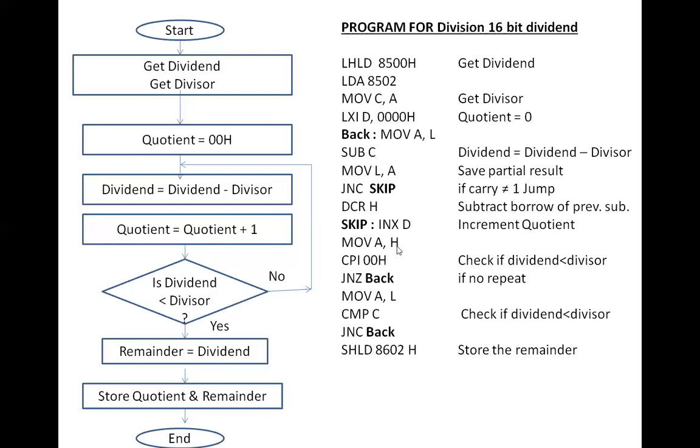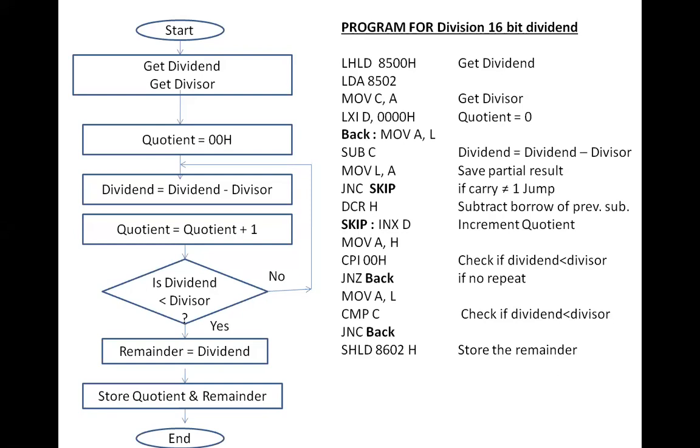And now we are going to check whether H has become 0 or not. For that, we have used this one. If it is not 0, it will go back. But it may be possible that while decrementing, H will become 0. And at the time when H becomes 0, it will provide the value. Because the L register and H register contain the lower order and the higher order respectively.